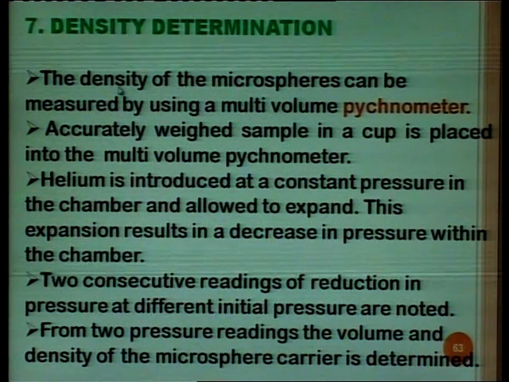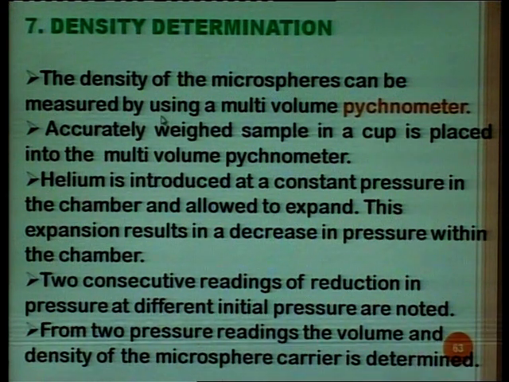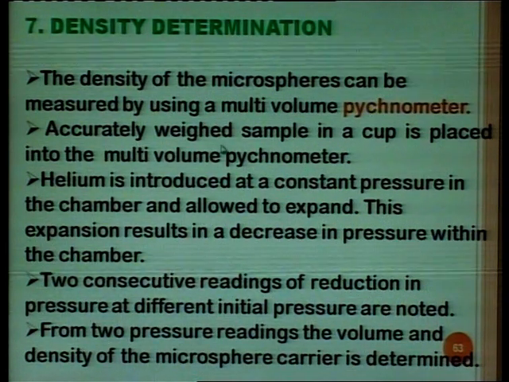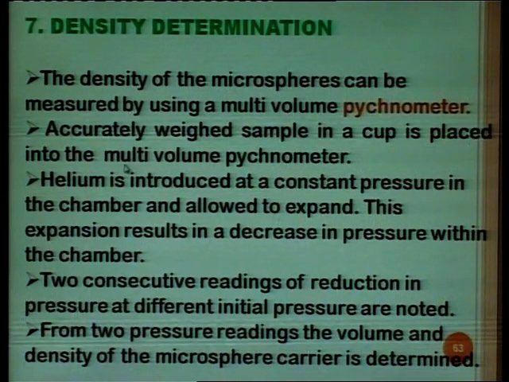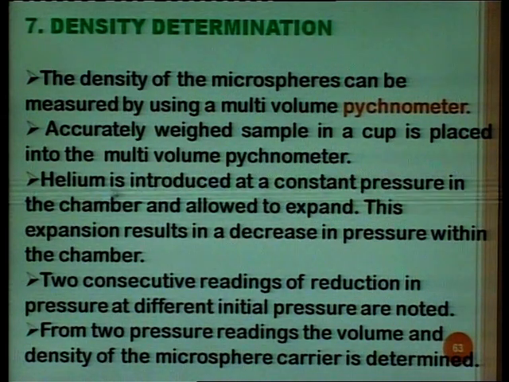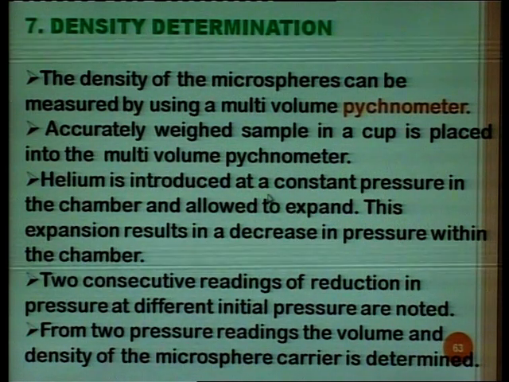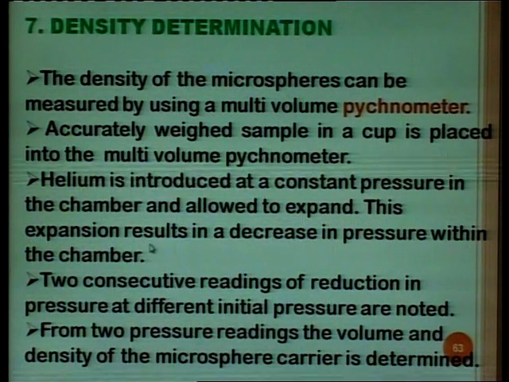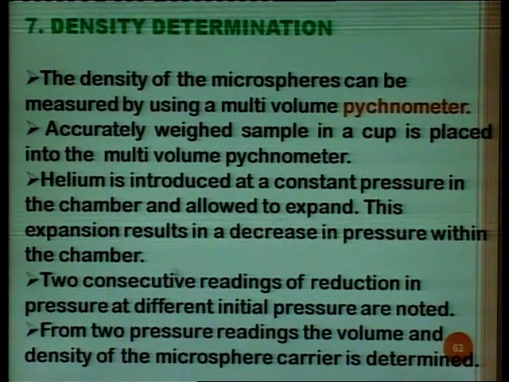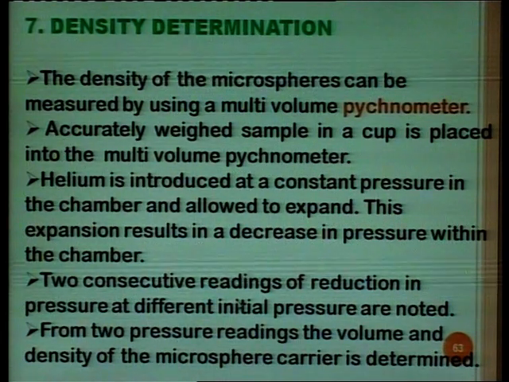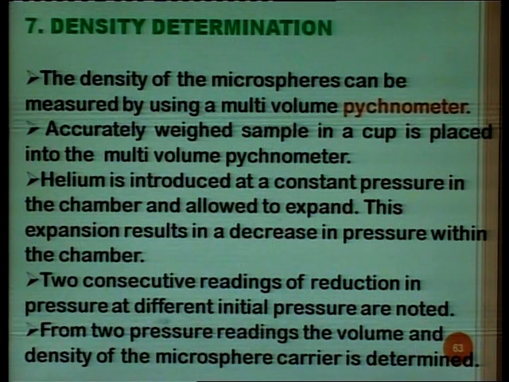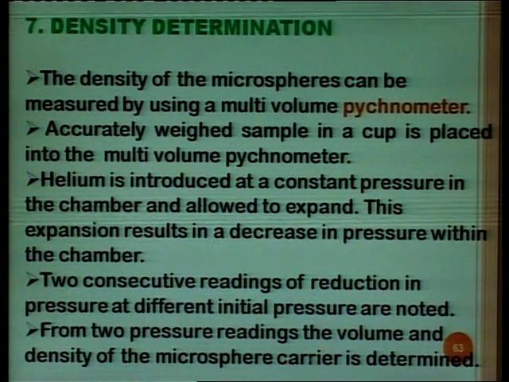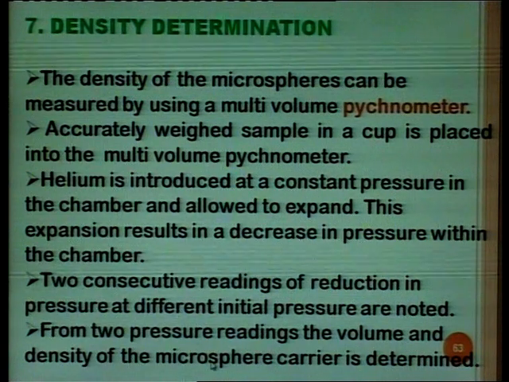In this, the density of microspheres can be measured by using a multi-volume pycnometer. An accurately weighed sample in a cup is placed into the multi-volume pycnometer. Then helium is introduced at a constant pressure in the chamber and allowed to expand. This expansion results in a decrease in pressure within the chamber. So two consecutive readings of reduction in the pressure at different initial pressures are noted. From the two pressure readings, the volume and the density of microspheres is determined.